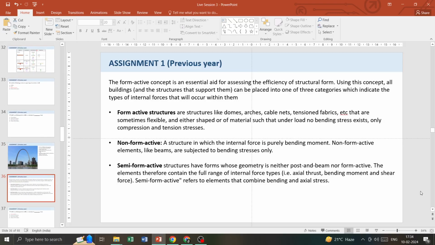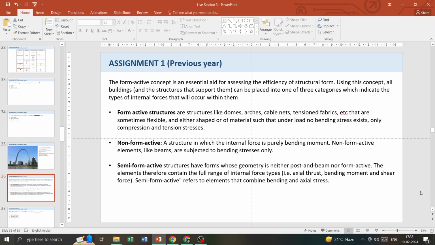So before we answer the question, I'll quickly go through these concepts, the form active, non-form active, and semi-form active concepts. The form active concept is an essential aid for assessing the efficiency of a structural form. Using this concept, all the buildings and the structures that support them can be placed into one of three categories, which indicates the type of internal force that will occur within them.